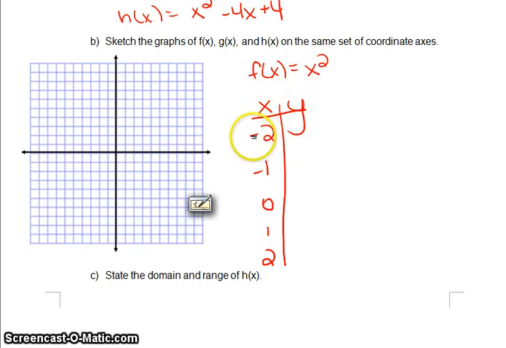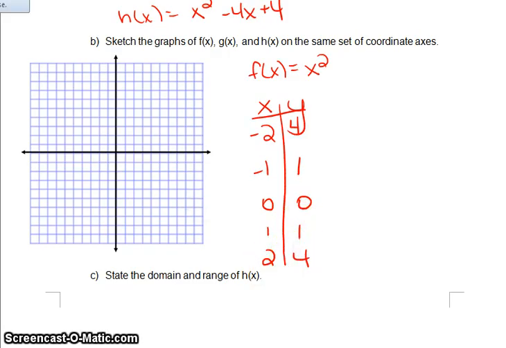So first one there we have x is equal to -2, and -2 squared is 4. -1 squared is 1. 0 squared is 0. 1 squared is 1. And 2 squared is 4.